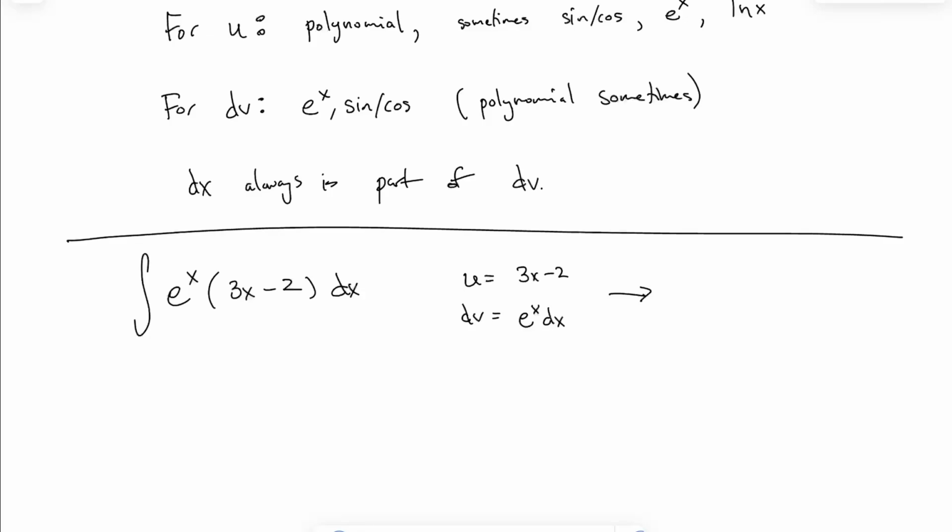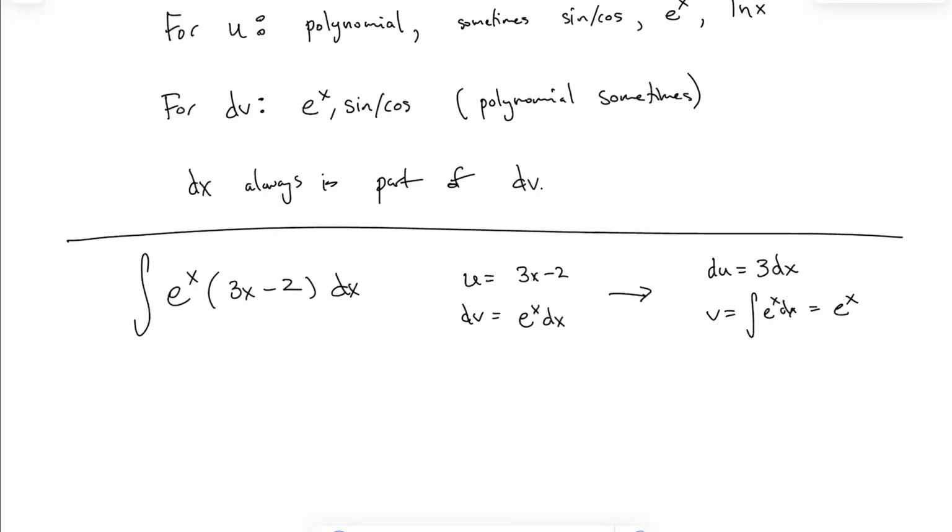From here, we calculate now the du. That's the derivative of u, which is 3 dx. If I were doing u substitution, I would rearrange this a little bit, divide by 3. Actually, that's never necessary in the integration by parts. And then v would be the integral of dv. So it would be the integral of e to the x dx, which is just e to the x. By the way, this right here is why dx always needs to be part of the dv, so that you can do this integral. In order to do an integral at all, you need a dx in there. So you better put it as part of the dv so that I can plug it inside this integral.